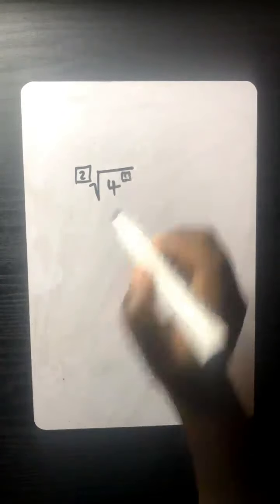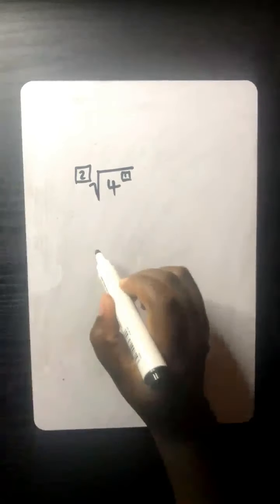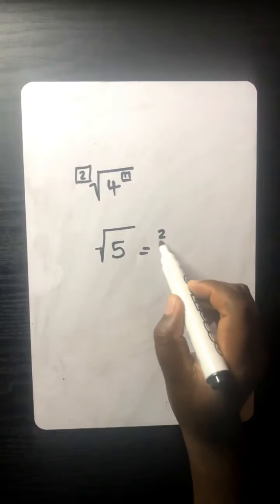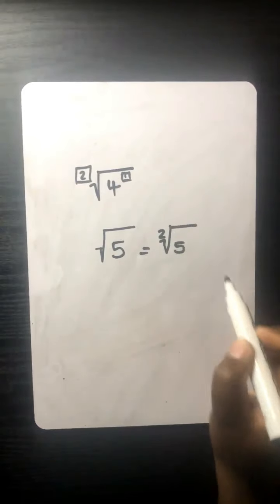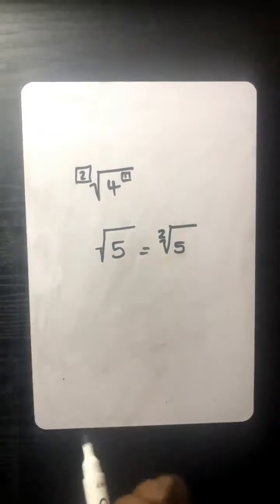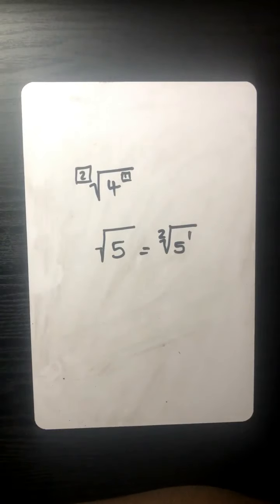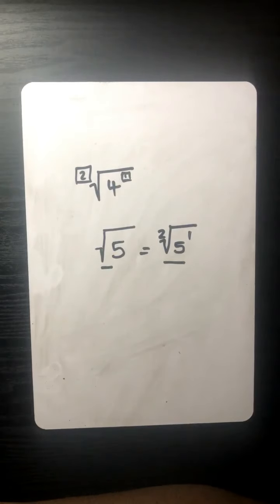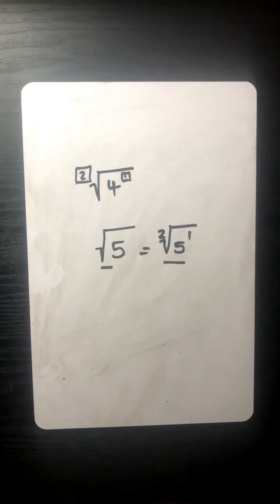So if you just have a square root, there's always an invisible 2 over there. If you just have a number, like 4, there's always an invisible power there, which is 1. So that means the square root of 5 is the same as the 2nd root of 5. Remember, there's that invisible exponent 1 over there. This is what you must know, guys.